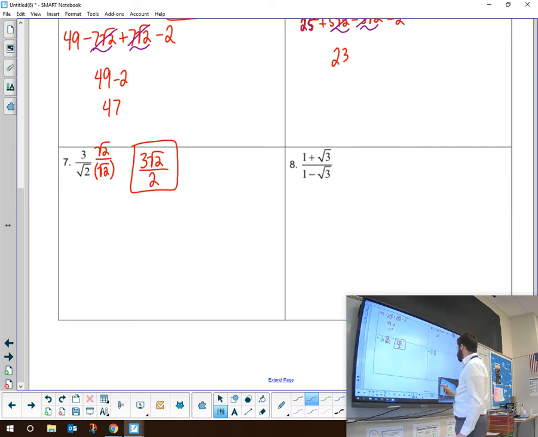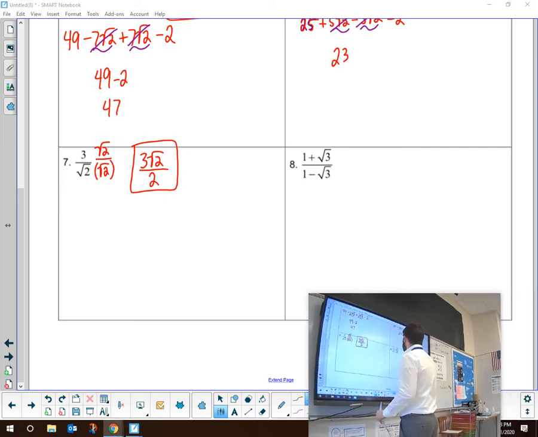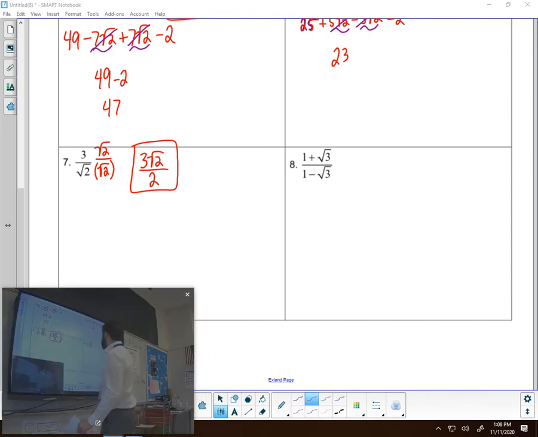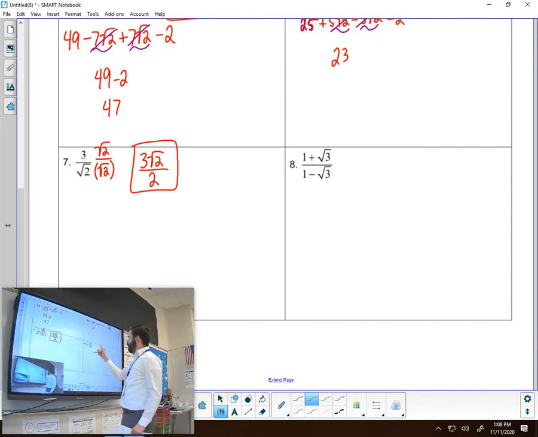All right, our last one is definitely a fun one. Let's take a look here at number 8. So number 8, we have 1 plus square root of 3 over 1 minus square root of 3. What we can do is multiply both the top and the bottom by the conjugate of the bottom. The conjugate of the bottom is going to be 1 plus square root of 3. So there you go, 1 plus square root of 3. We'll multiply the top and the bottom by that.